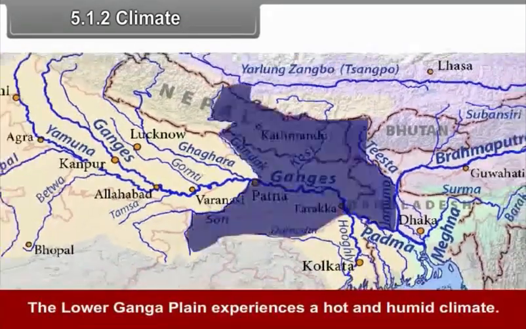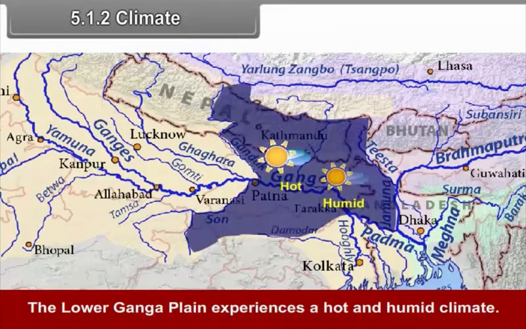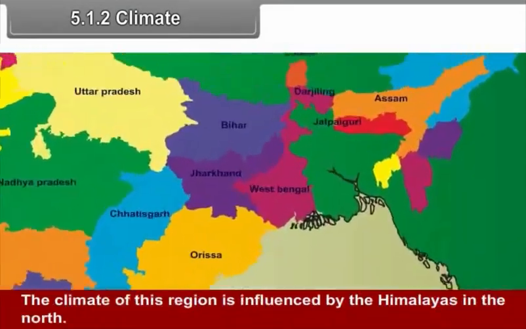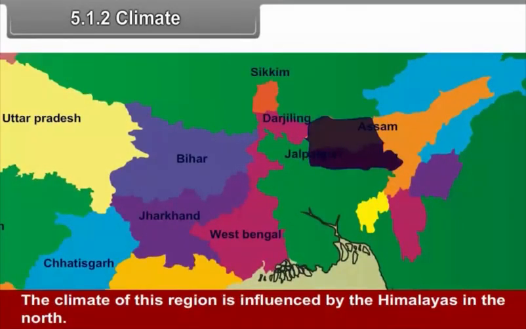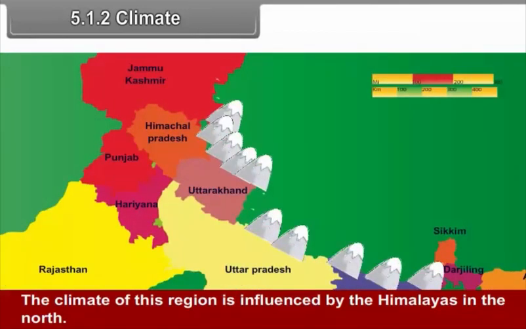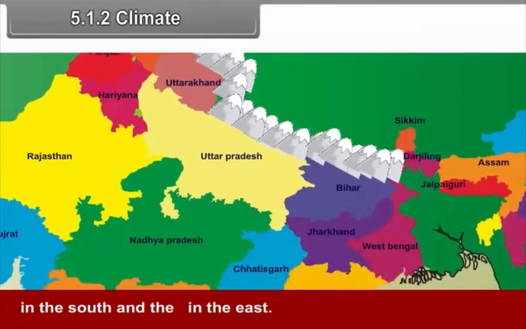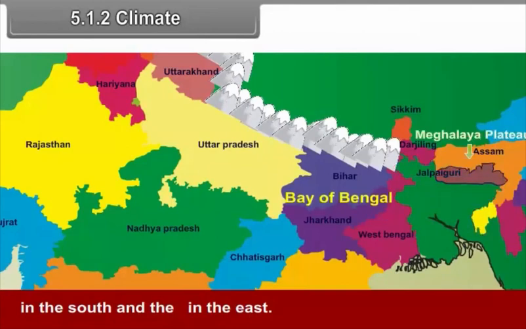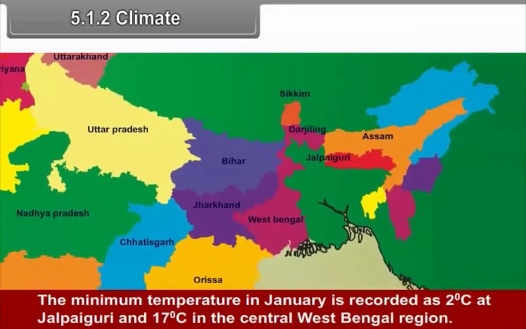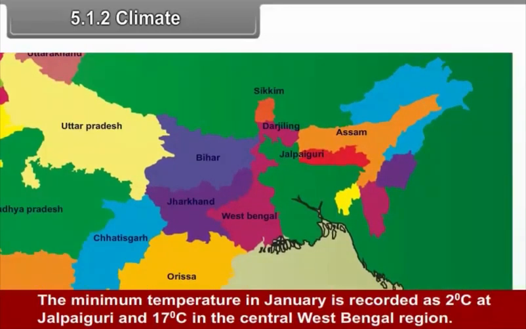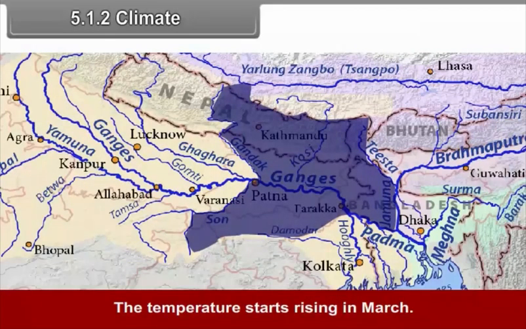The lower Ganga plain experiences a hot and humid climate. The climate of this region is influenced by the Himalayas in the north, the Bay of Bengal in the south and the Meghalaya plateau in the east. The minimum temperature in January is recorded as 2 degrees Celsius at Jalpaiguri and 17 degrees Celsius in central West Bengal region.